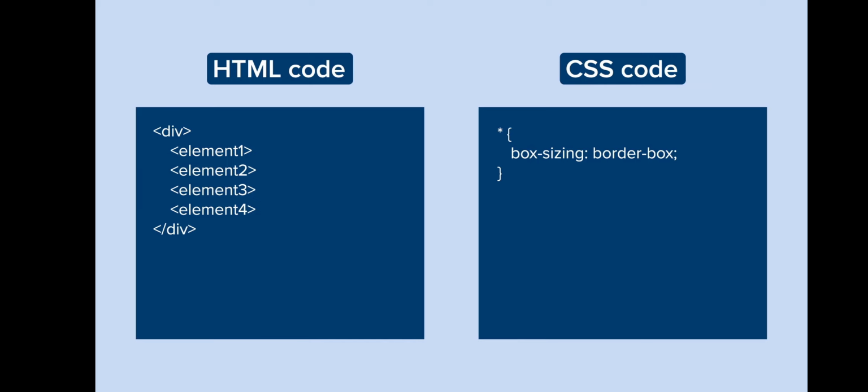Now let's say we have multiple elements in our HTML code and we want to apply box sizing property to all of them. To do this, we need to add this code snippet at the top of the CSS file. The star or asterisk sign means the box sizing property will be applied to all the elements.